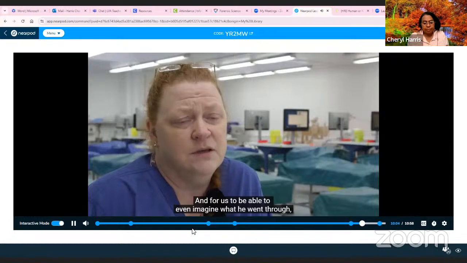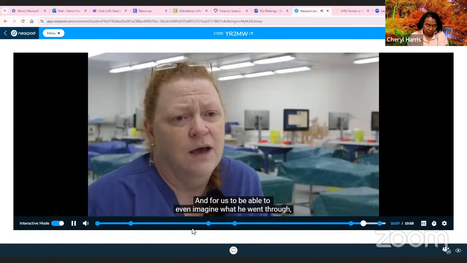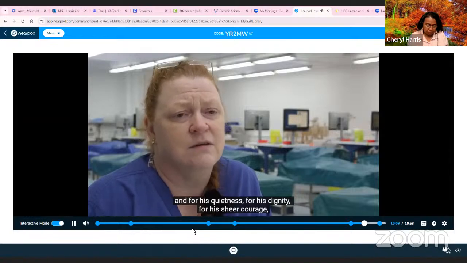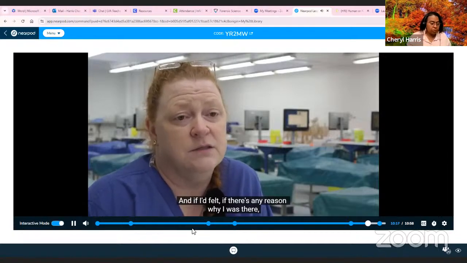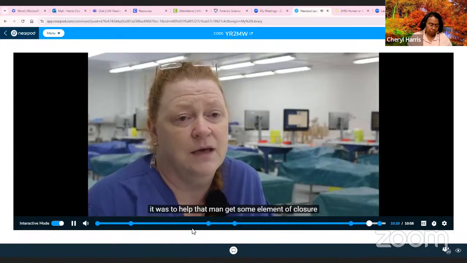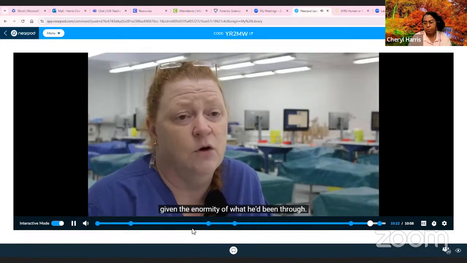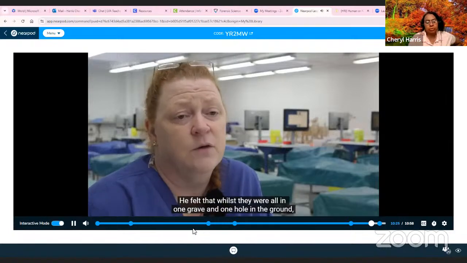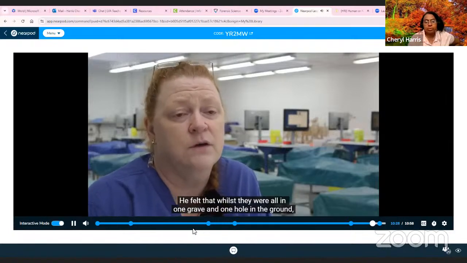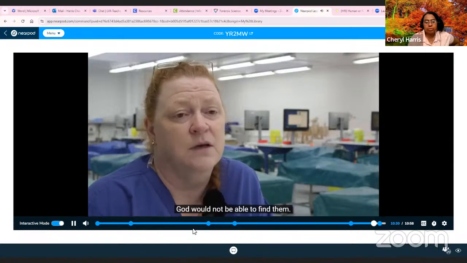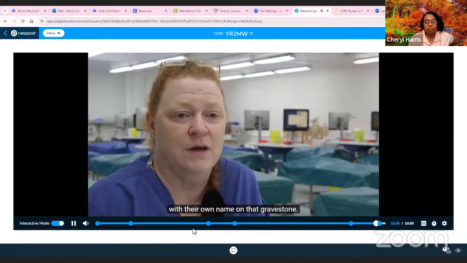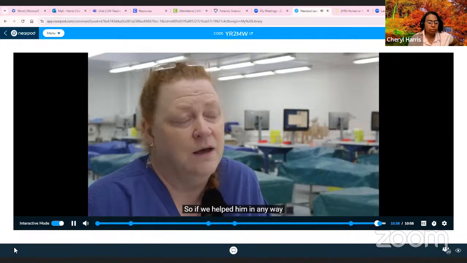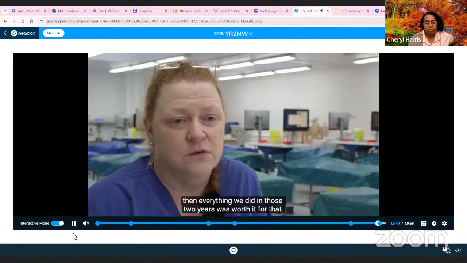And for us to even imagine what he went through, and for his quietness, for his dignity, for his sheer courage, it was the most humbling experience that any of us had come across within Kosovo. And if there was any reason why I was there, it was to help that man get some element of closure, given the enormity of what he'd been through. He felt that whilst they were all in one grave and one hole in the ground, God would not be able to find them. God could only find them if they were each in their own grave with their own name on that gravestone. So if we helped him in any way, then everything we did in those 2 years was worth it for that.